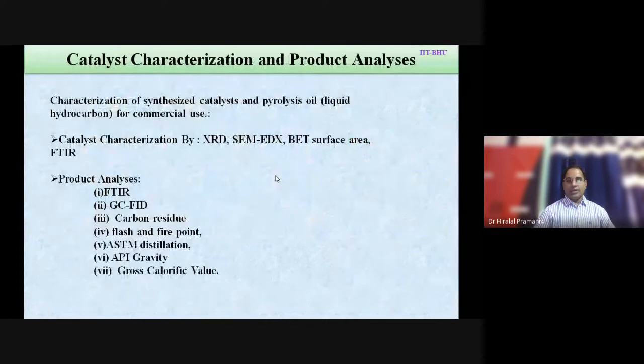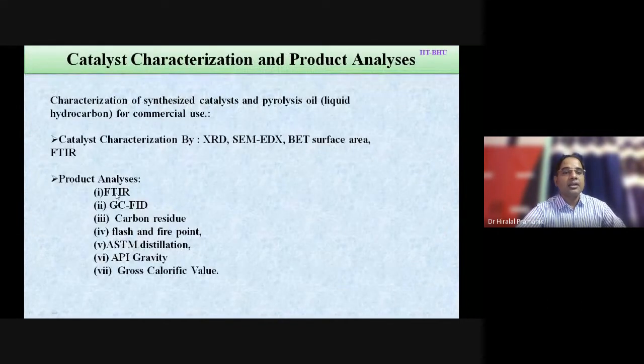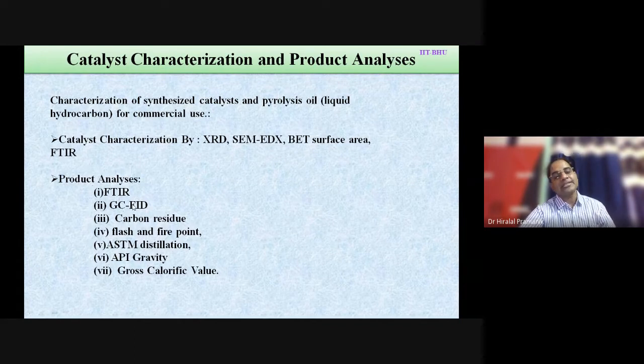Okay, this characterization I was talking about. Sorry for the inconvenience. Catalyst characterizations, then product analysis. Similarly, FTIR, we'll talk about the functional groups, and GC-FID. We use this technique specifically to find out the composition of the fuel oil.